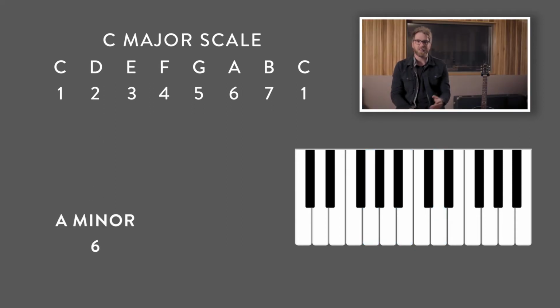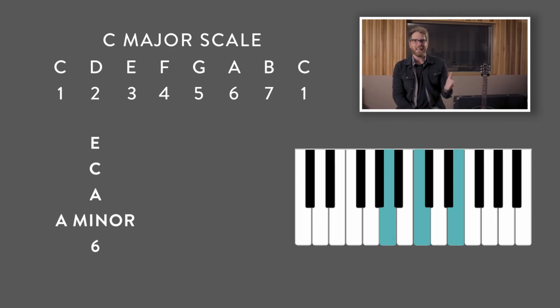The 6, or the A, forms the chord A minor. The 6th note of the scale of C major is A, and this note is almost always played as a minor chord and is sometimes referred to as the minor 6. In the key of C major, we get the A minor chord, which is constructed of the 1st, 3rd, and 5th notes of the A minor scale.